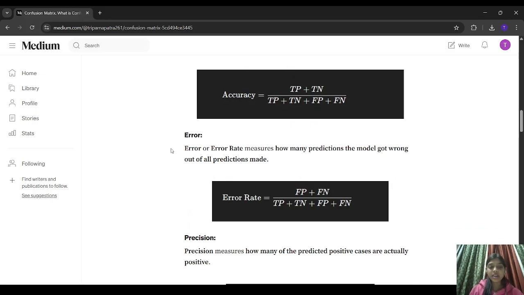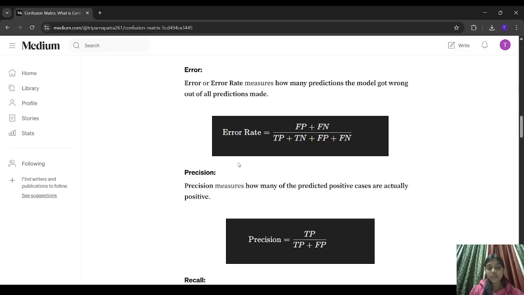Then comes the error rate. Error rate measures how many predictions the model got wrong out of all the predictions. The formula for error rate is FP plus FN divided by TN plus TP plus FN plus FP.